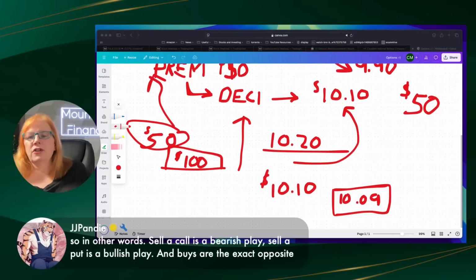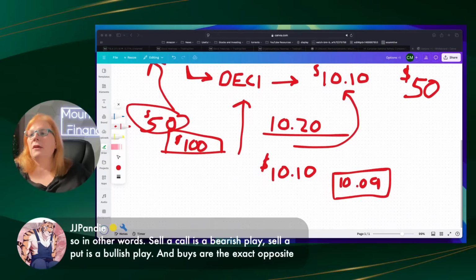JJ says, so in other words, sell a call is a bearish play, sell a put is a bullish play, and buys are the exact opposite. Yeah, pretty basic. It's basically that. We're going to talk a little bit about, you also will use as an example the words shorting and longing. We're going to talk a little bit about that here in just a moment.